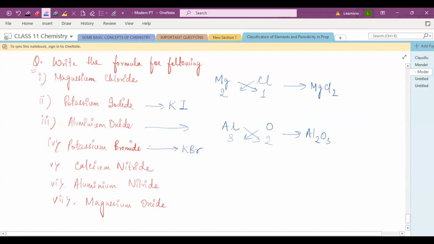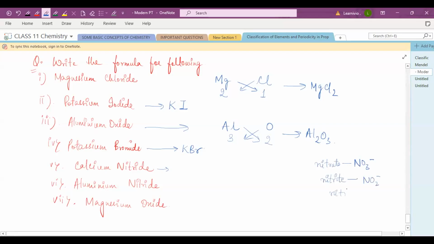Yes, Simran, calcium nitride. Ca3NO3 2. NO3 too? Yes, ma'am. No, it's nitride, not nitrate. For nitrate, we have NO3 minus, right? This is for nitrate. And this is for nitrite. If it is nitrite, then it's NO2 minus, right?